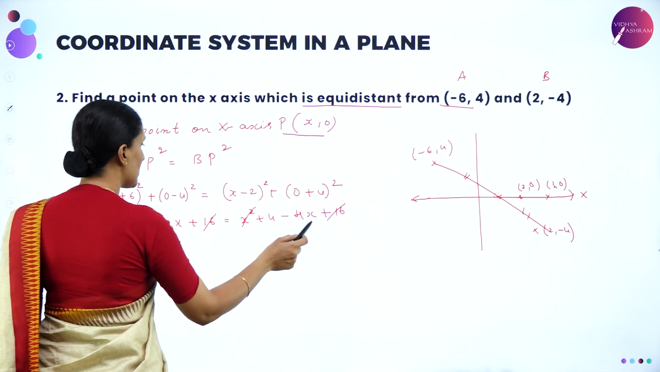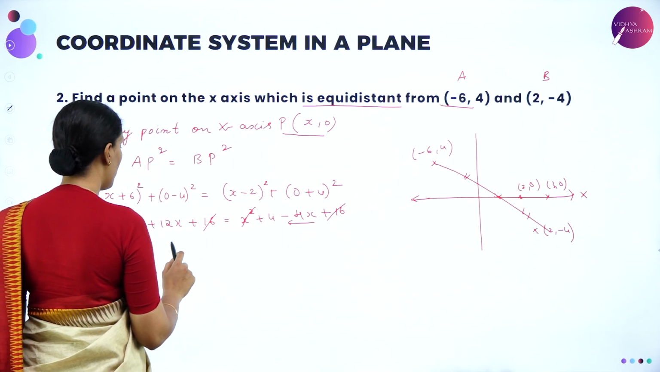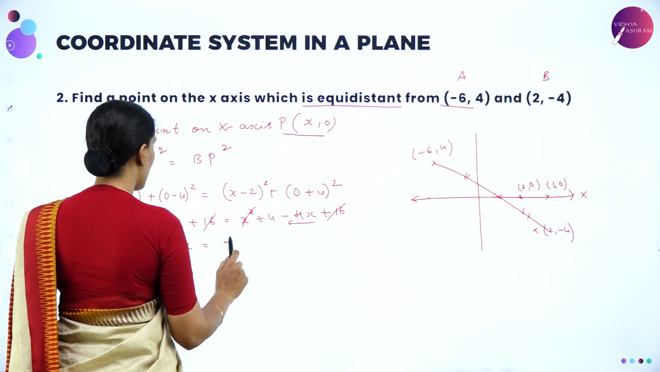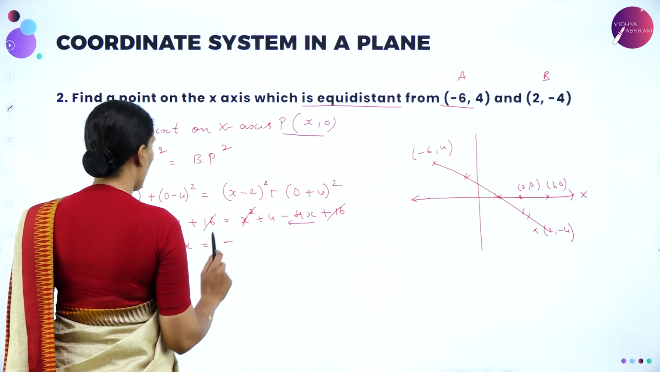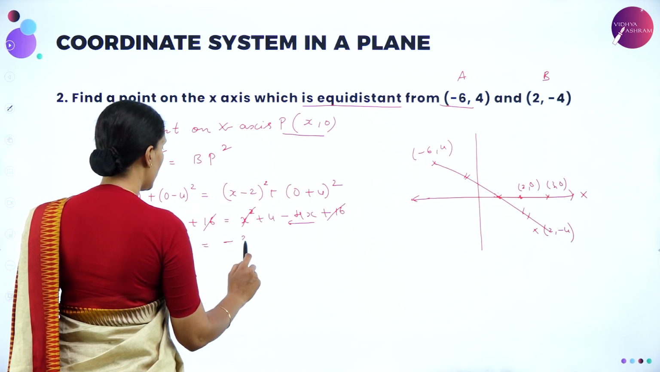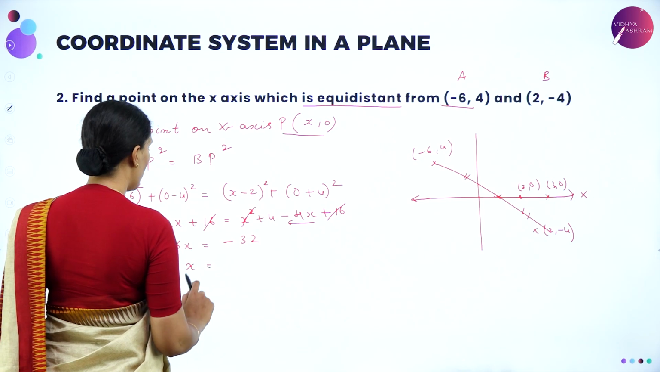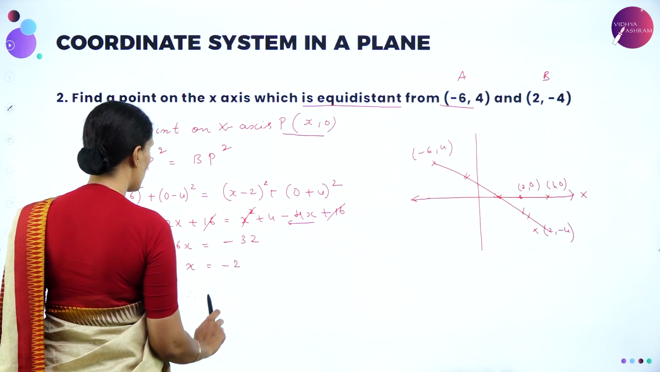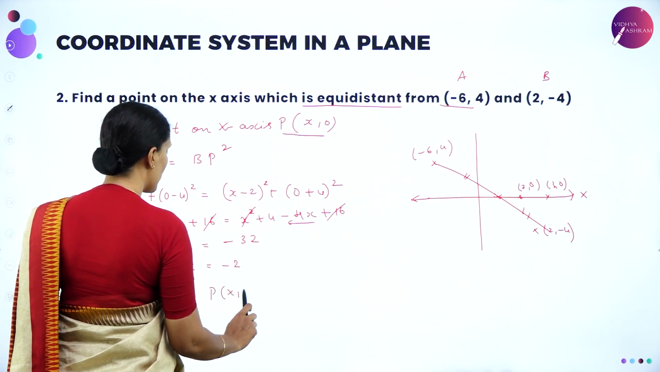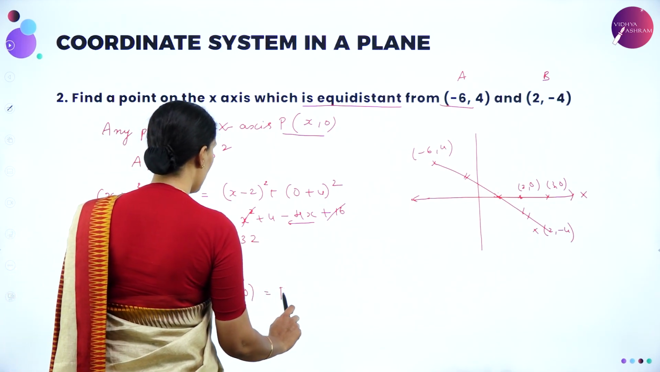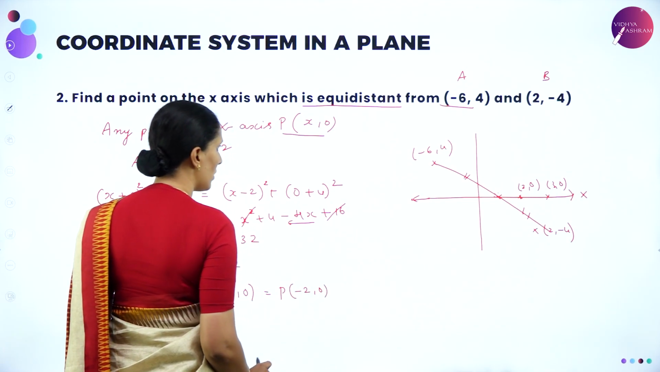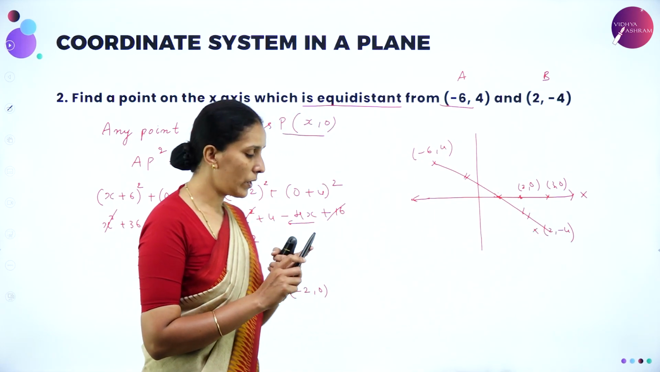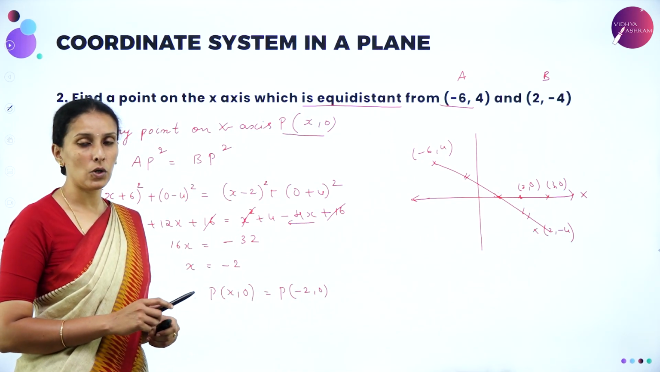Then 12x minus 4x when it comes here becomes 16x. We have 4 here. When it goes there, it becomes minus 36, so 4 minus 36 becomes minus 32, so x is equal to minus 2. Therefore, the value of x is minus 2. So the point P(x, 0) is P(minus 2, 0). So that means the points (minus 6, 4) and (2, minus 4) are equidistant from the point (minus 2, 0), which lies on the x-axis.